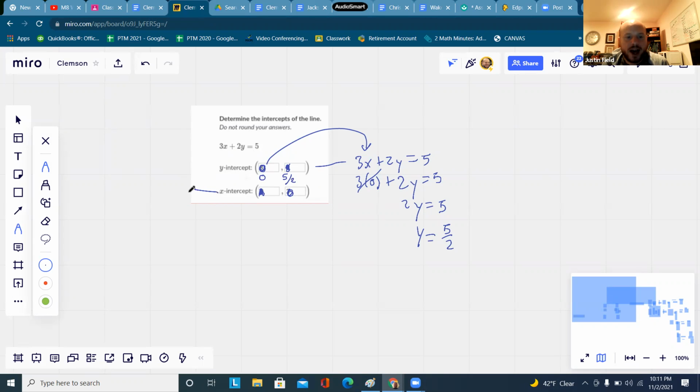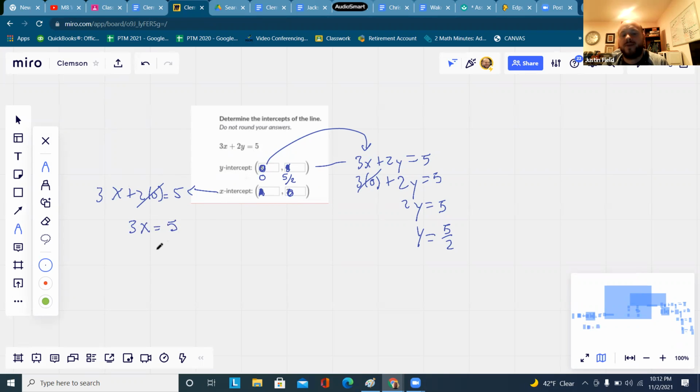X-intercept, for that, we're going to substitute 0 in for the y. But now that cancels that out, and we end up with 3x equals 5. Okay, and then divide both sides by 3, and we get x equals 5/3. Leave it as a fraction. Don't worry about it. So that would be the x-intercept. Okay, and this is the y-intercept. So that's how that goes. Substitute in those zeros and so on.